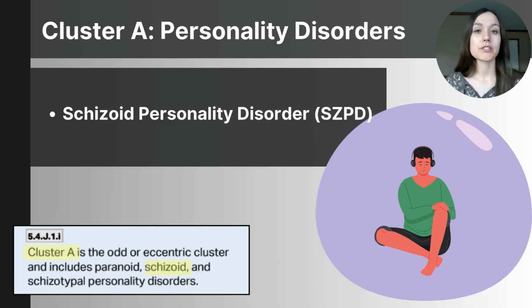The next cluster A personality disorder is schizoid personality disorder, and this is characterized by a detachment from social relationships and a limited range of emotional expression. People with schizoid personality disorder prefer solitude and show very little interest in forming close relationships, including with family. Diagnosis requires at least four of the following symptoms: a lack of desire for close relationships and preferring solitude over social interactions. The second is choosing solitary activities.